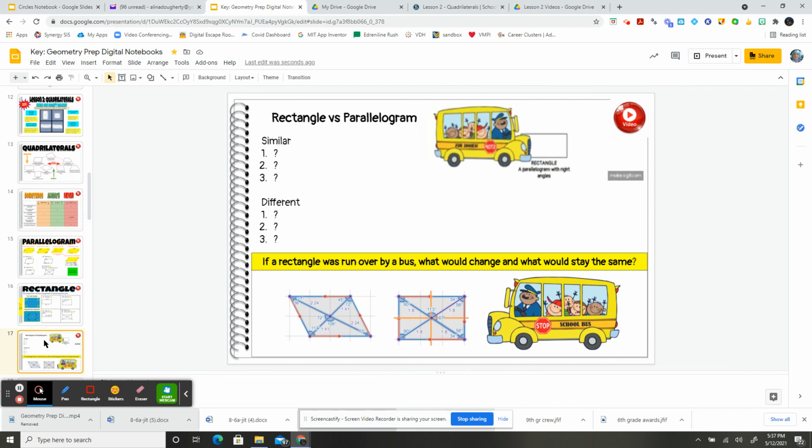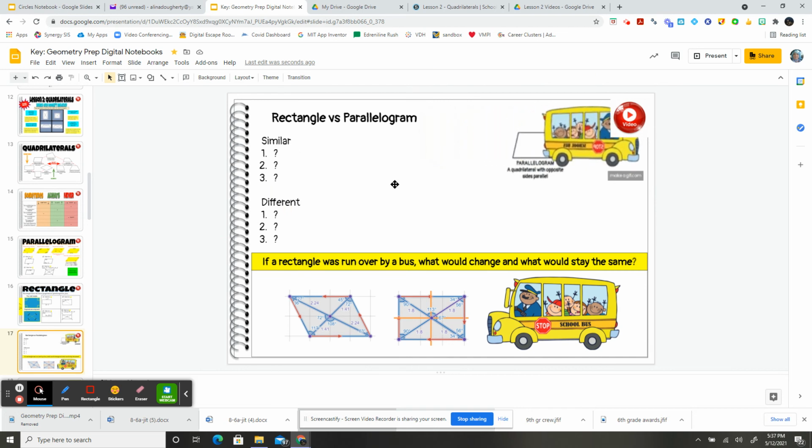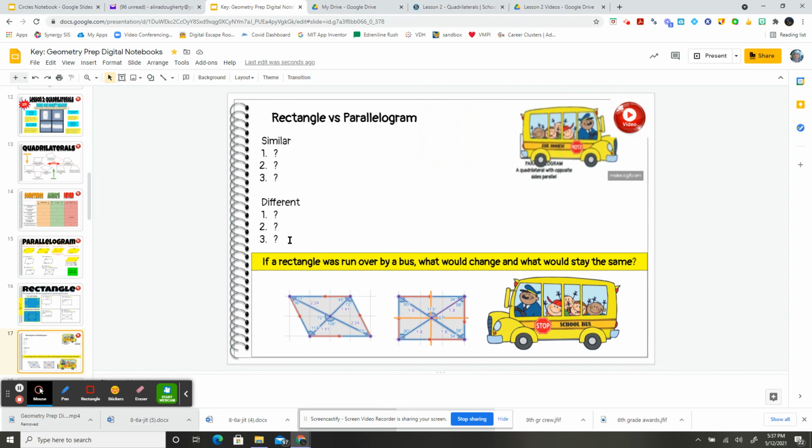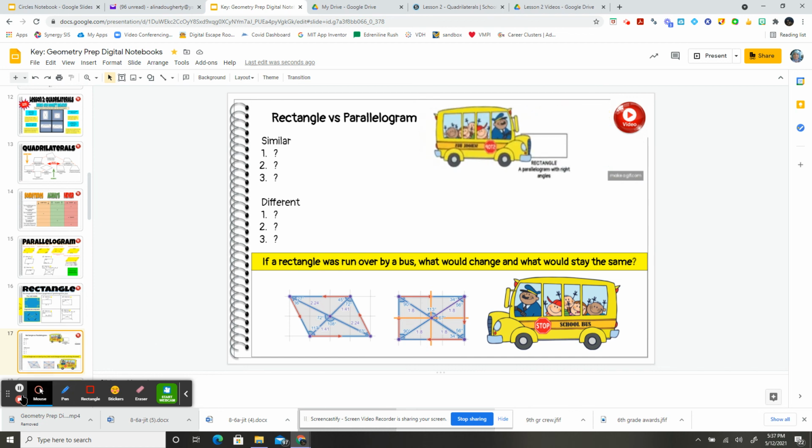In the next slide, what I'd like for you to do is compare the rectangle and the parallelogram. What's the same and what's different about them? Watch the video after you've told me what's similar and different and see if we come up with the same stuff. All right, see you in a minute.